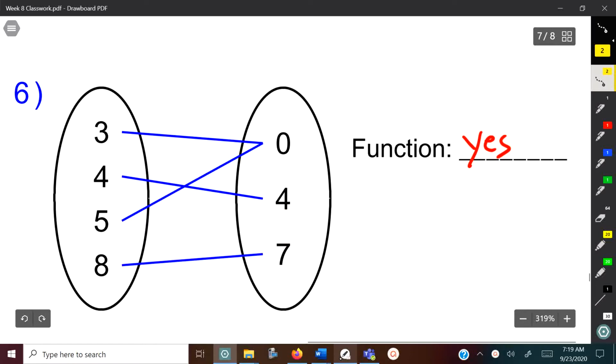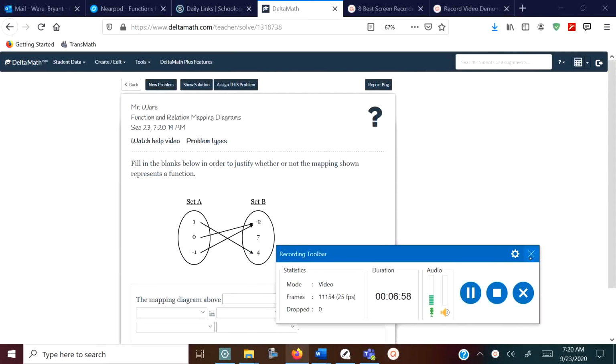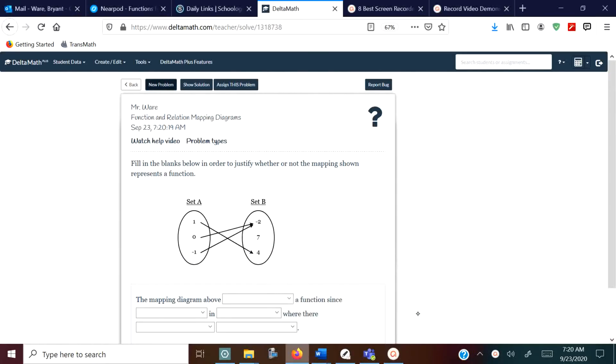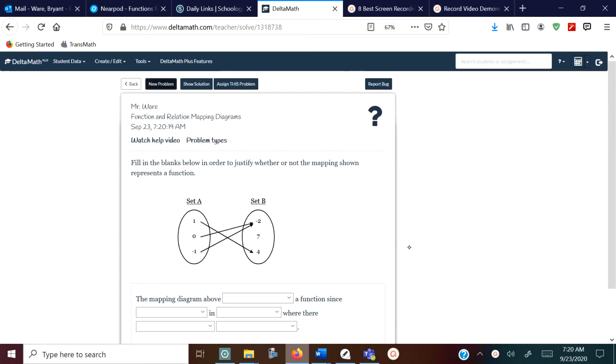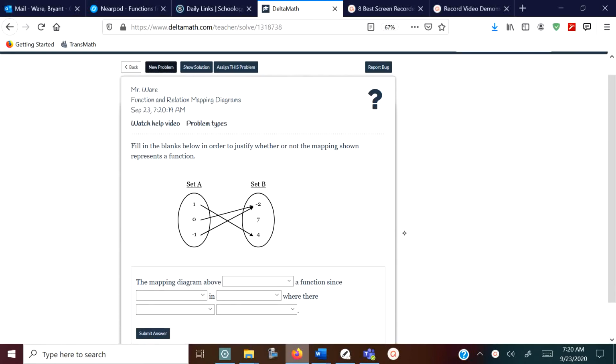Next I'm going to show you how to do a problem on Delta Math that requires you to drop down and fill in the blank. So give me a moment and I'll show you that. Now let's take a look at this example. This is the exact same problem we've been working with, but it's asking for a few more bits of information. It's not a problem, real easy to do.